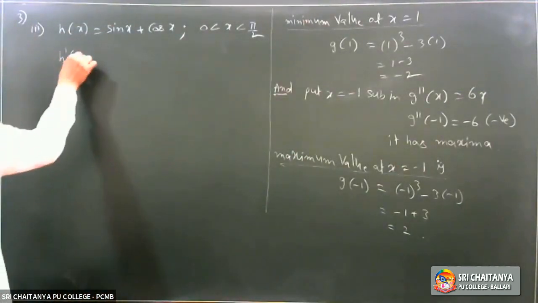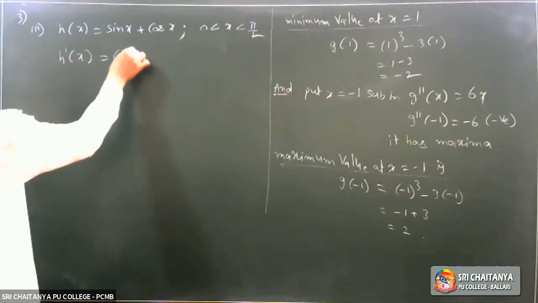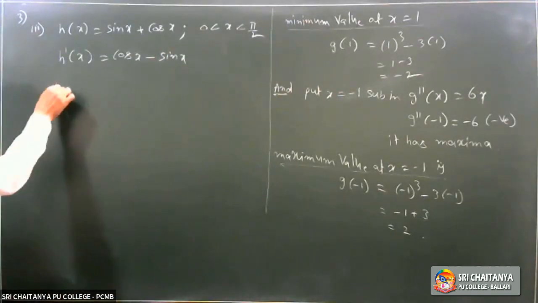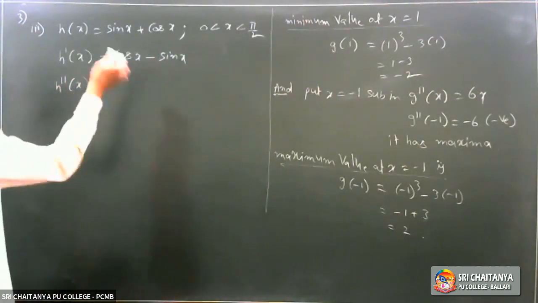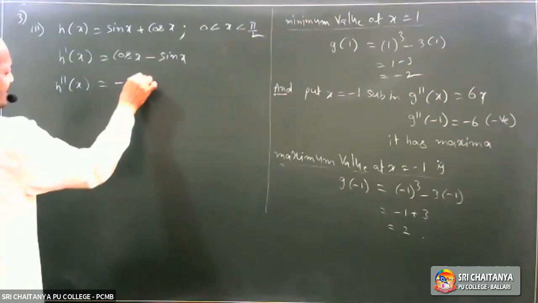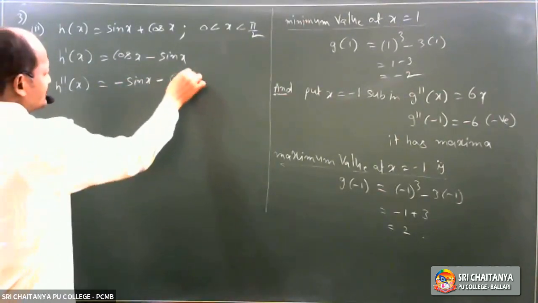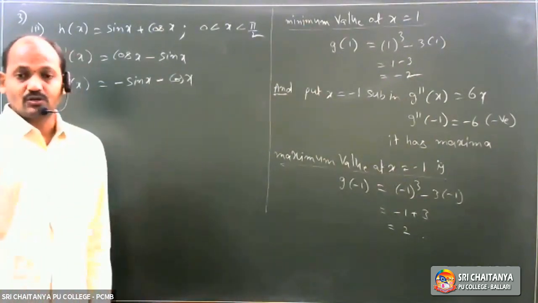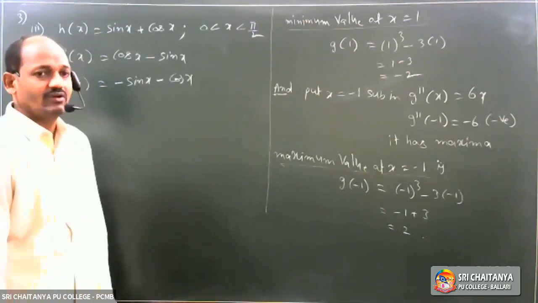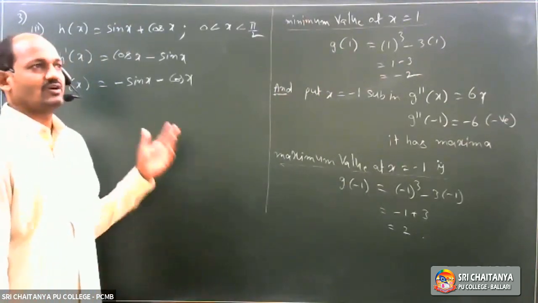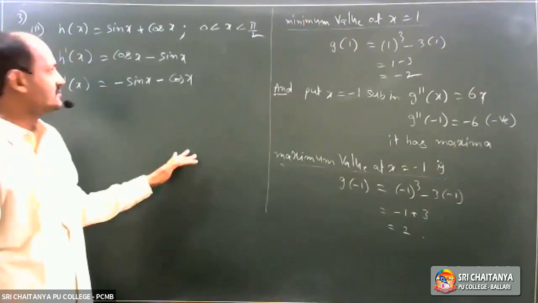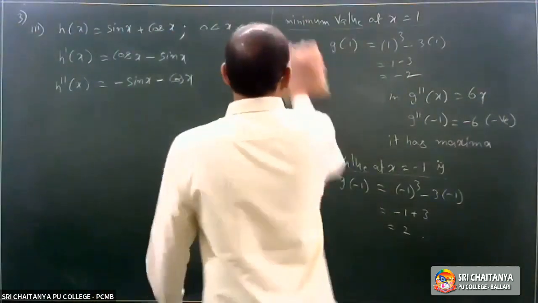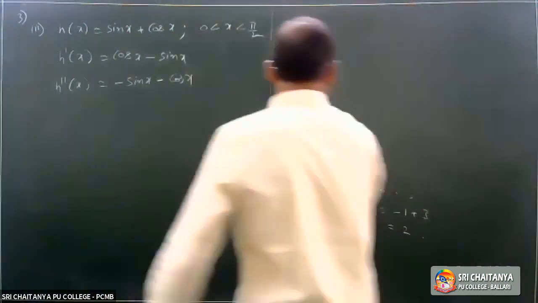First derivative. What is the derivative of sin x? Cos x. Derivative of cos is minus sin. Again, second order derivative. Derivative of cos is minus sin. Derivative of sin is cos. So it is minus sin x minus cos x. But whether the total value is positive or negative depends on x. So first we have to find the value of x. How to find x? Consider the first derivative equal to 0. For maximum and minimum, the first derivative is equal to 0.